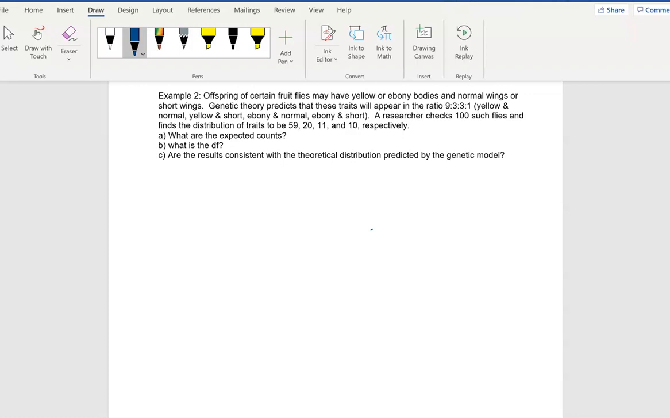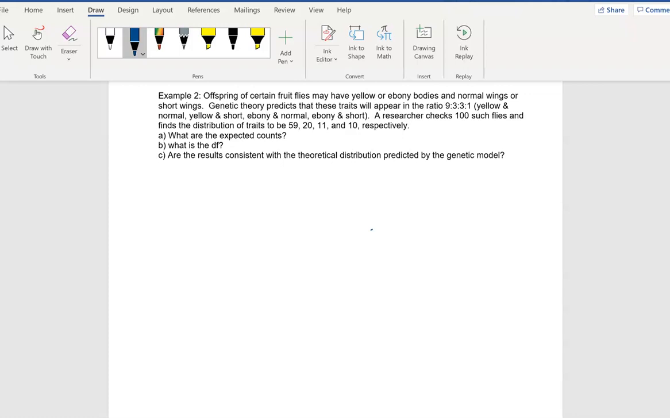Offspring of certain fruit flies may have yellow or ebony bodies, normal wings or short wings. Genetic theory predicts that these traits will appear in the ratio of 9:3:3:1. Yellow and normal, yellow and short, ebony and normal, and ebony and short. A researcher checks 100 such flies and finds that the distribution of traits is 59, 20, 11, and 10.